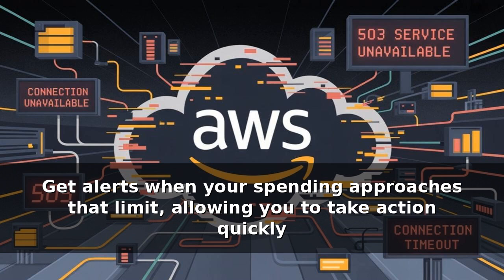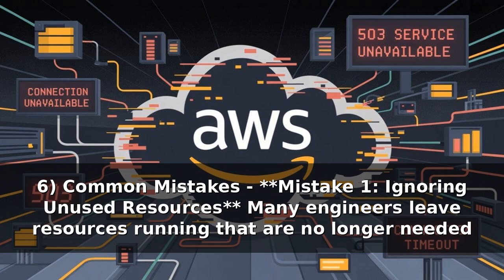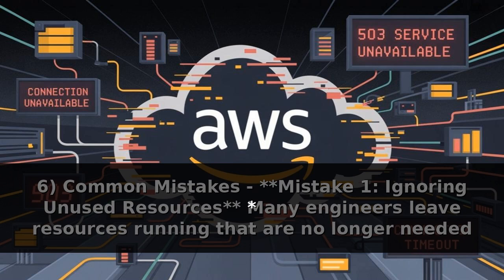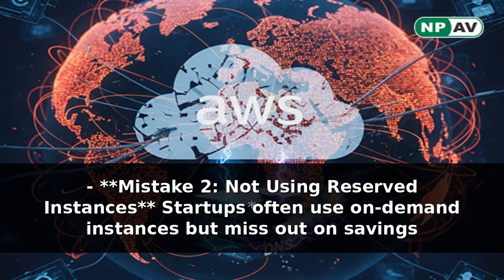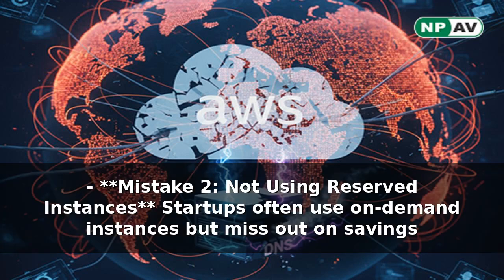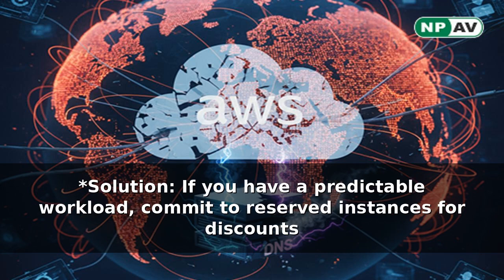Common mistakes. Mistake 1. Ignoring unused resources. Many engineers leave resources running that are no longer needed. Solution: regularly audit your resources and terminate any that aren't in use. Mistake 2. Not using reserved instances. Startups often use on-demand instances but miss out on savings. Solution: if you have a predictable workload, commit to reserved instances for discounts.